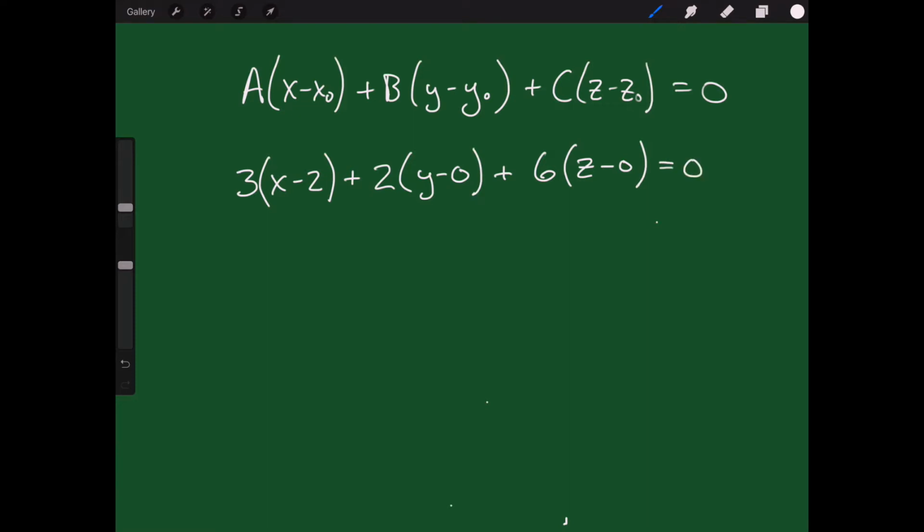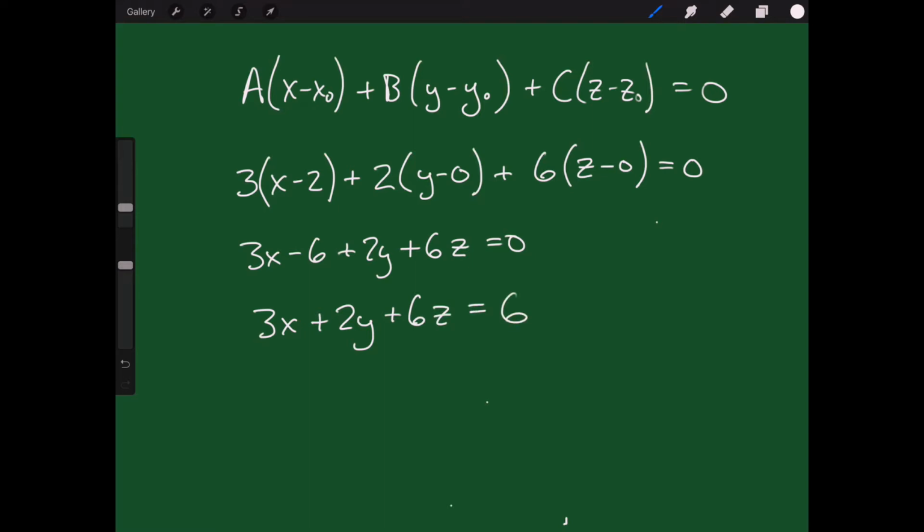And now we can simplify. We get 3x minus 6 plus 2y plus 6z equals 0. And if you like, you could move that negative 6 to the other side and get that 3x plus 2y plus 6z equals 6. And this would be the equation of the plane that passes through those 3 points.